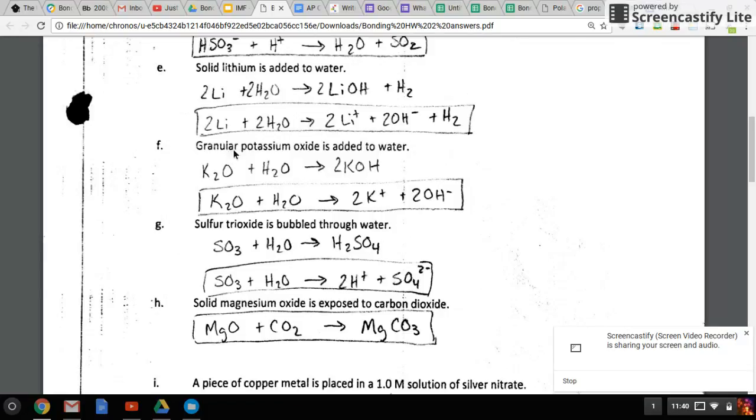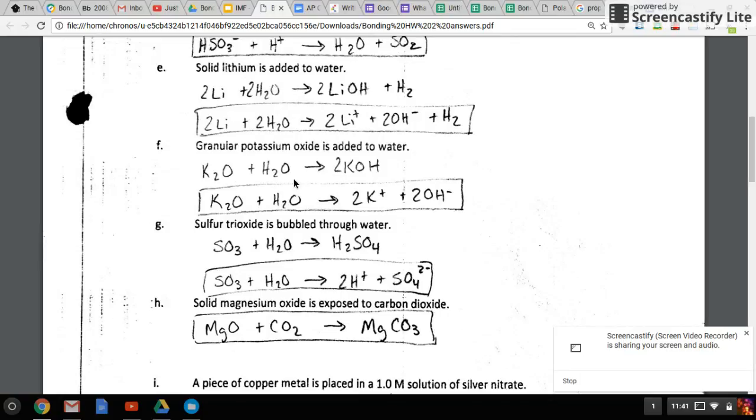Similar situation here, we've got potassium oxide added to water. Reactions with water are some that we are trying to memorize, so it's in our reactions to know part. And we have our potassium oxide added to water. This is going to result in just a base, no hydrogen gas like the previous problem. Granular potassium oxide means it is a solid.